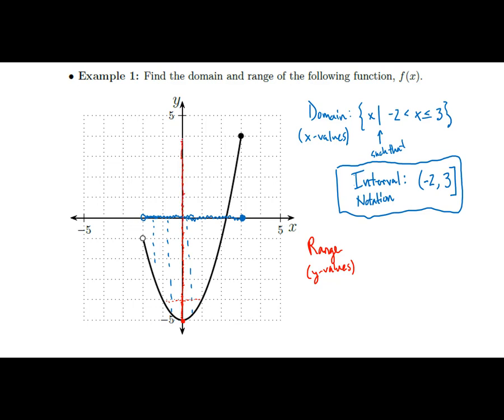And I go up until the graph actually stops existing at 4. So I'll put a little solid circle there. And so what I can see is I have a solid circle to a solid circle between -5 and 4. And so my interval notation would be bracket -5, 4, bracket. Okay. And if I wanted to use my set builder notation, I could. Y such that my y values are between -5 and 4.